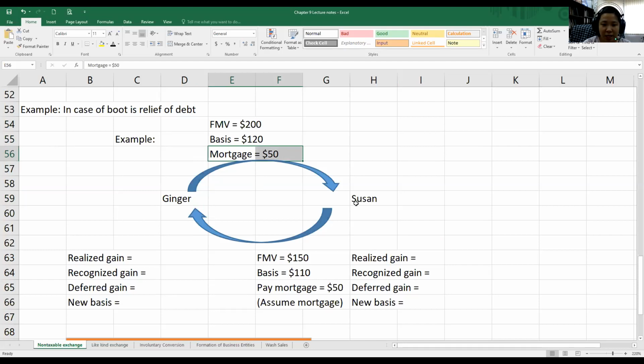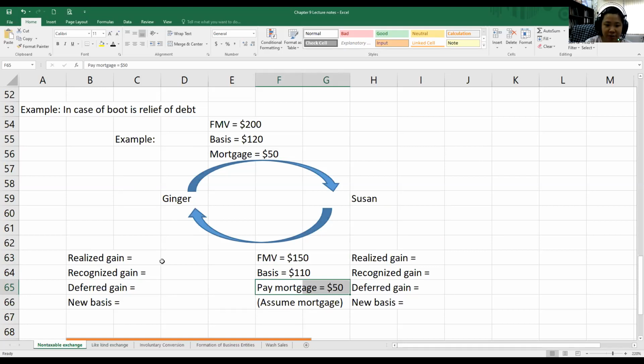Now Susan exchanged a property that has fair market value of 150 and basis of 110. Because the fair market values are not the same, Susan agreed to pay the mortgage of 50 for Ginger. We say that Susan assumed the debt, or the mortgage, for Ginger. And Ginger is the one who has relief of debt, or in another way, Ginger received the money for the debt.